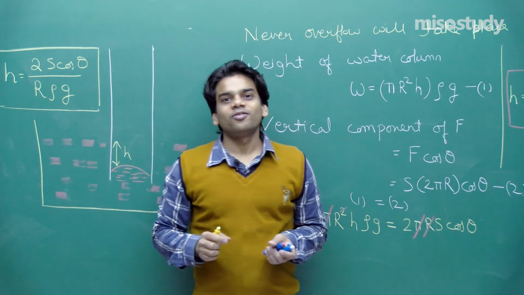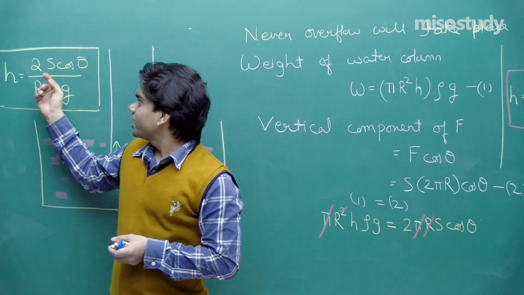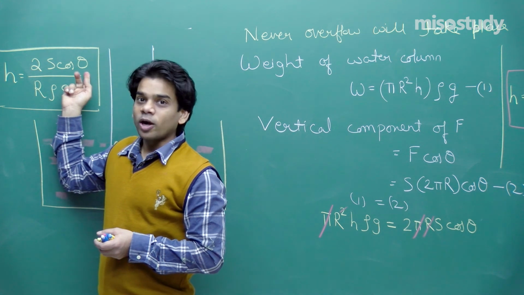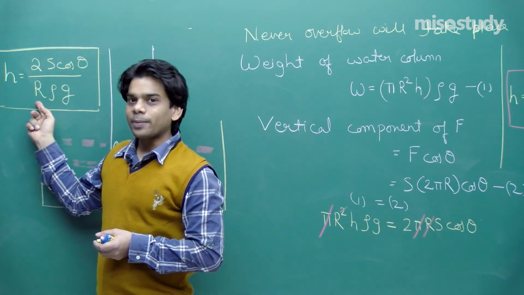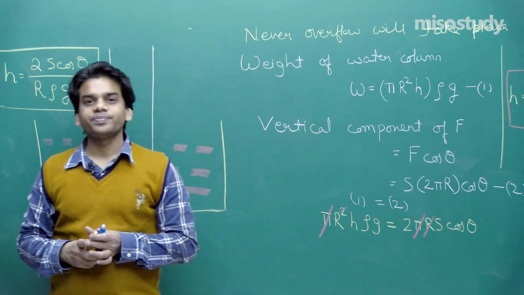You must be remembering the formula for capillary rise, that is h equal to 2s cos theta upon r rho g. Here s is surface tension, theta is the angle of contact, r is the radius of the capillary tube, rho is the density of liquid, g is the acceleration due to gravity.